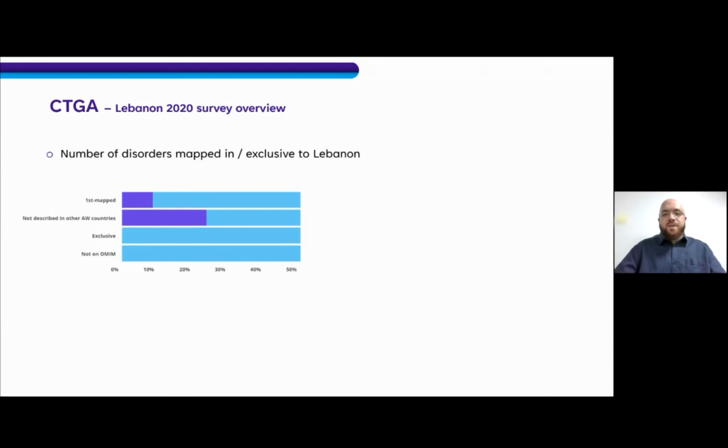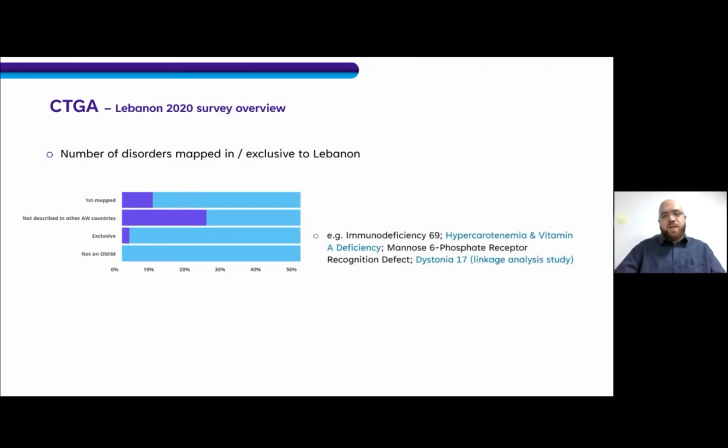And 13 of the disorders that are recorded in OMIM were found to be exclusive to Lebanon, and these involved recessive metabolic and immune system-related disorders and congenital syndromes. And some of these disorders describe just one clinical feature, and they were mapped through linkage studies. However, candidate genes were not yet identified.